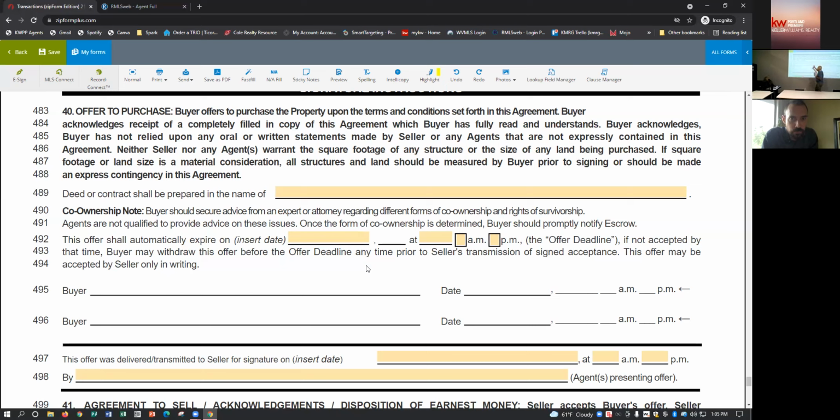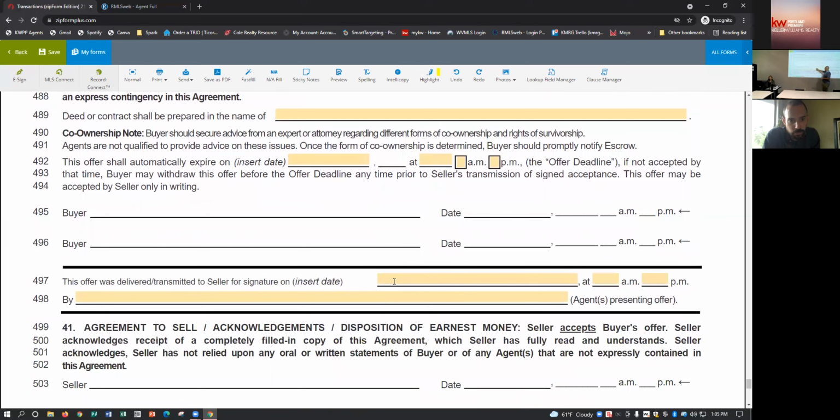The flip side of that coin is if you make it too short, you're probably creating more paperwork for yourself, because if they don't respond in time, you're probably going to have to do an addendum extending that. And that's kind of a pain. Any questions? This section right here, everybody, is for the seller to fill out. You don't need to fill this out.